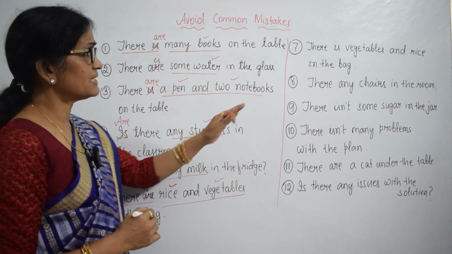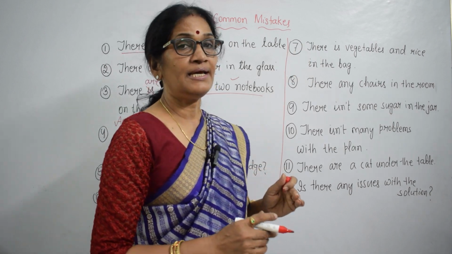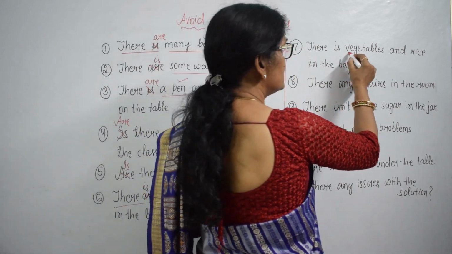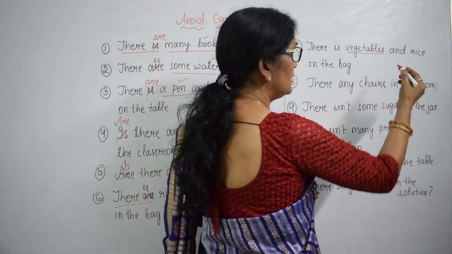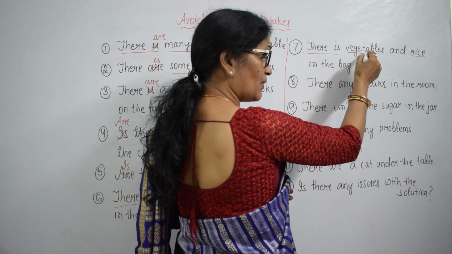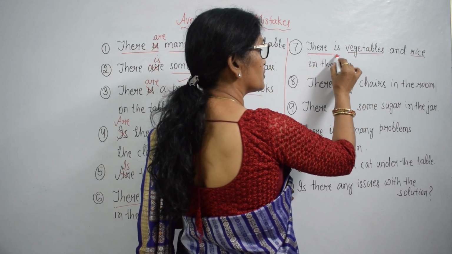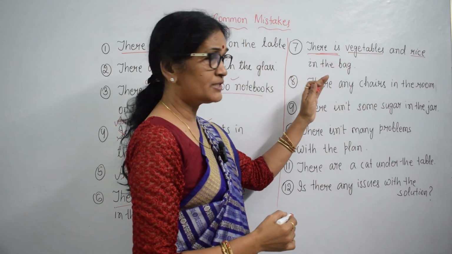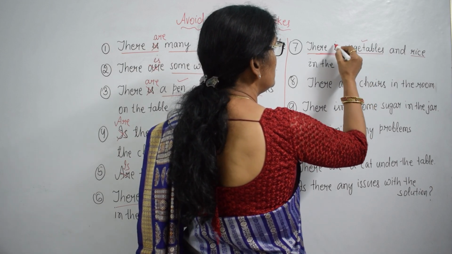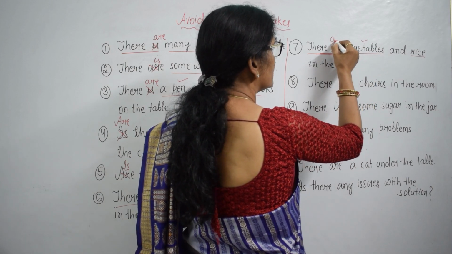The same sentence I have represented here. "There is vegetables and rice in the bag." Vegetables, countable, plural noun, uncountable noun. The structure follows the noun immediately after it. Okay. So, this is vegetables, a plural noun. So, the structure will be there are.